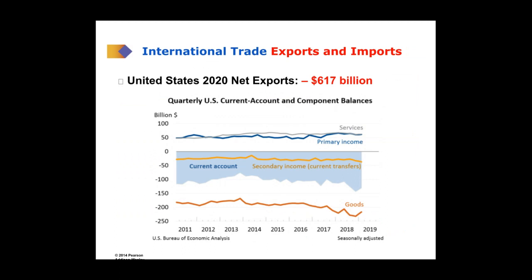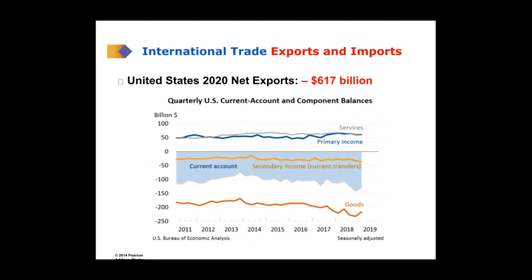We can see that the net exports, which is the exports minus the imports, is, on the chart here for the United States, in 2020 a negative $617 billion, meaning the United States imported $617 billion more than they exported. And this has been something that's been going on for a number of years in the United States, importing more than exporting.